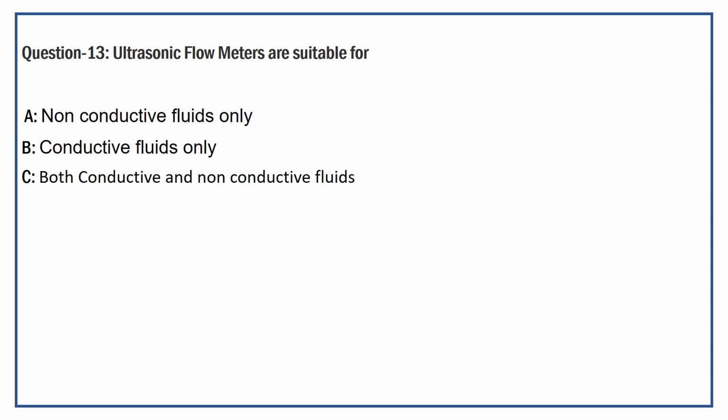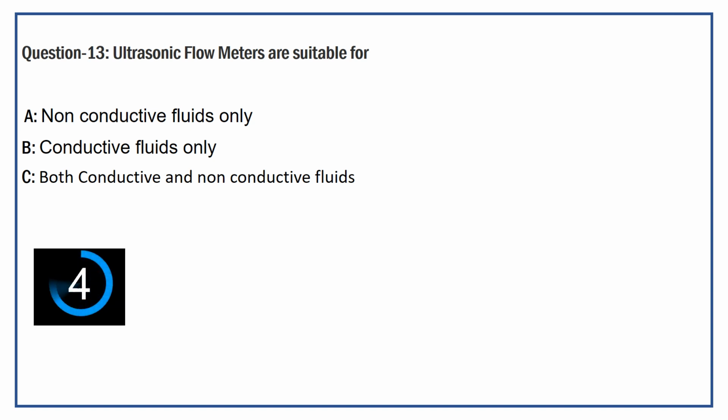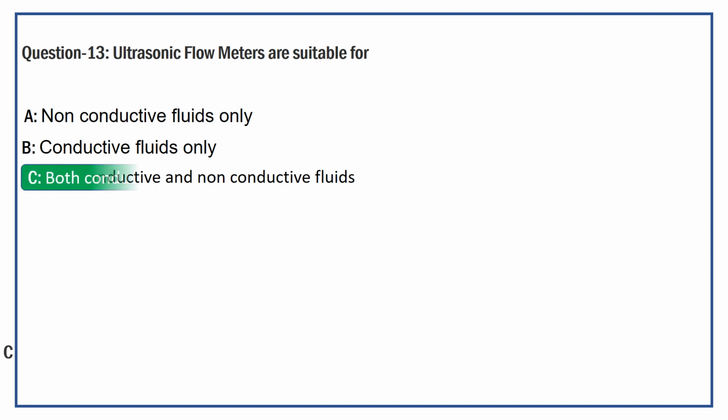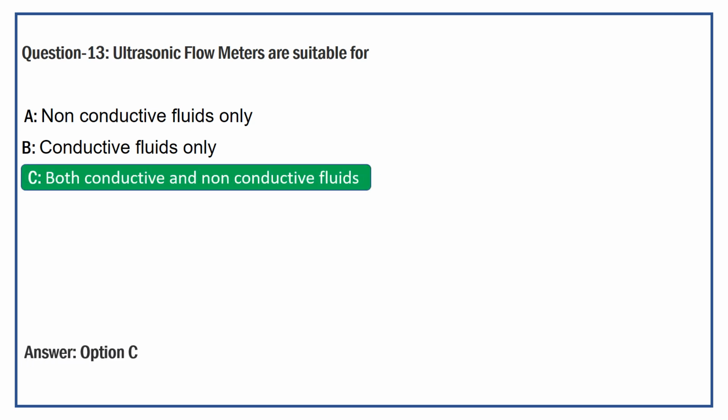Next question is, ultrasonic flow meters are suitable for option A, non-conductive fluid only, option B, conductive fluids only, or option C, both conductive and non-conductive fluids. And the correct answer of this question is option C, both conductive and non-conductive fluid. Yes friends, the ultrasonic flow meters are suitable for both conductive and non-conductive fluids.